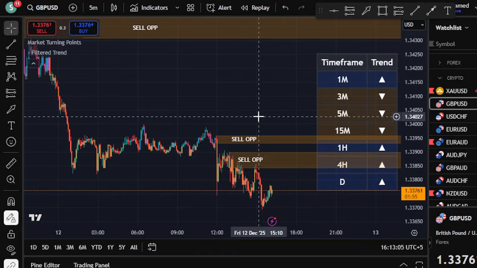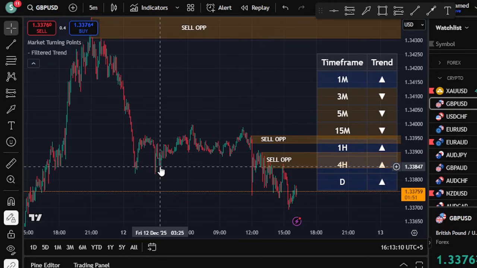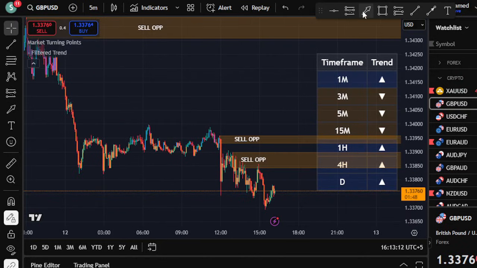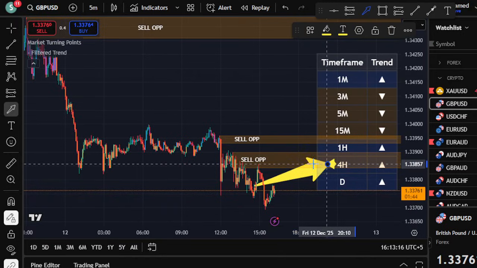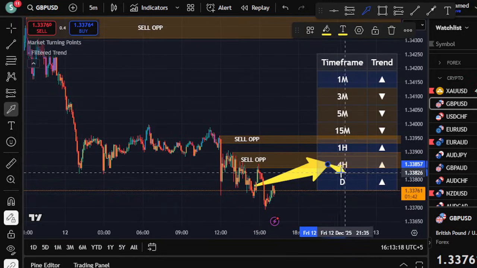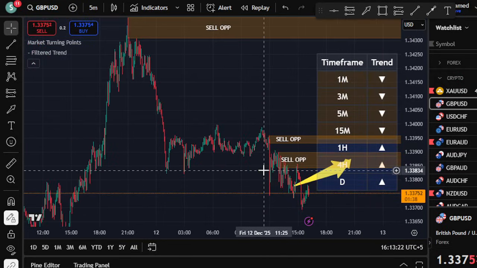Now, for example, look at this one. The price is down right now. So just look at the 4 hour chart. What is the 4 hour saying? The 1 hour is bullish, and the 4 hour is bullish as well. So they are both in the bullish direction.